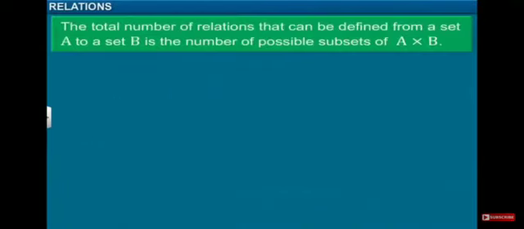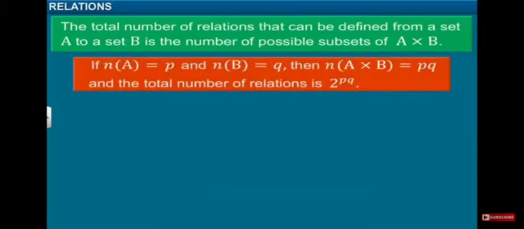Now the total number of relations that can be defined from a set A to set B is the set of possible subsets of A cross B. That is, how many relations you can get. So if the number of elements in A is equal to P and the number in B is equal to Q, then the number of elements in A cross B is PQ, and the total number of relations is 2 raised to PQ. Please note down this important formula, use it in your exam.